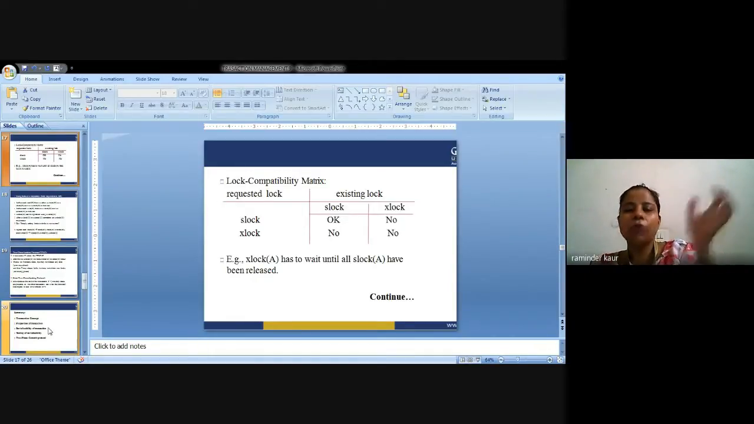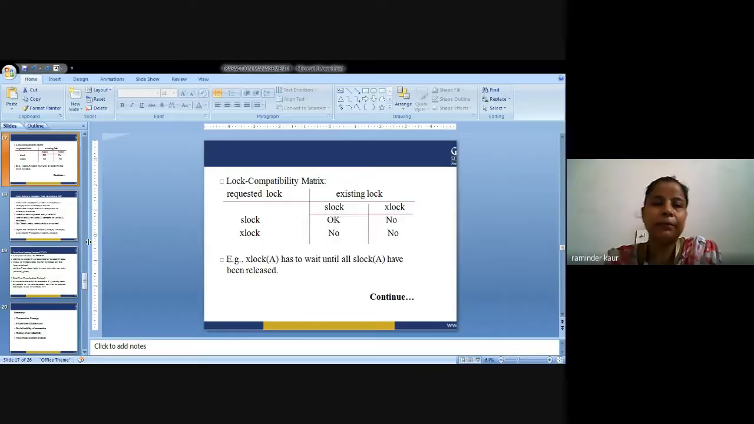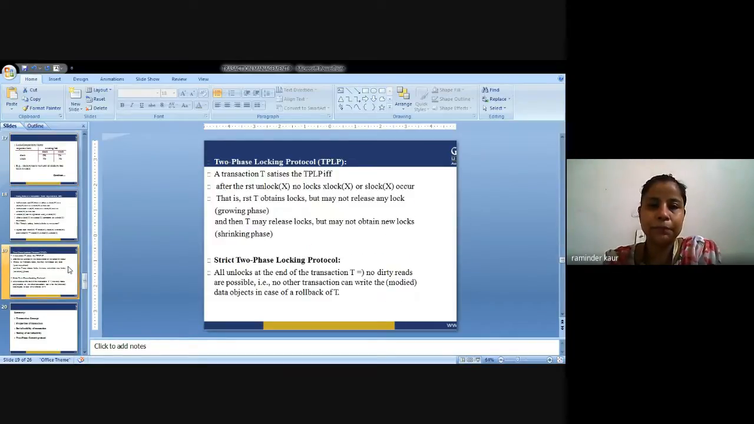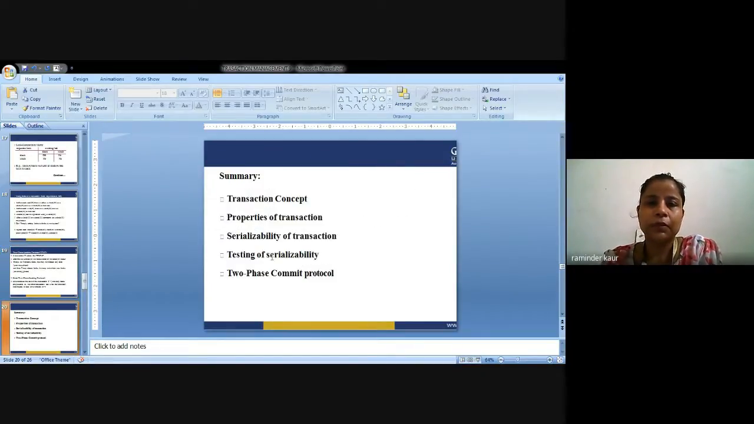So there are two types of locking phases, that is the growing and shrinking phase, that are associated with the lock. So this was all about the locking criteria. Two-phase locking protocol, that is growing and shrinking, as I told you earlier.